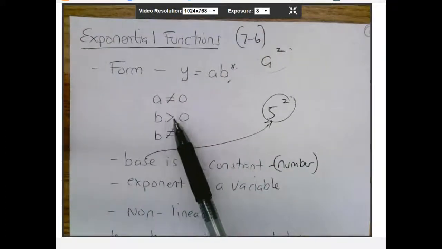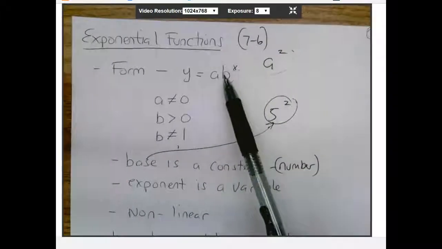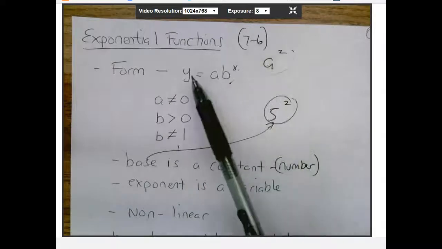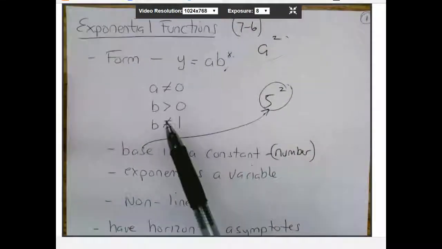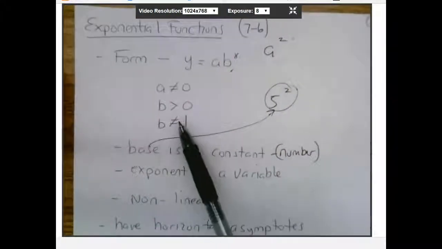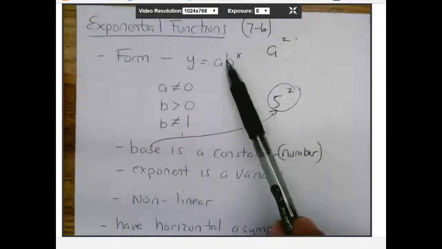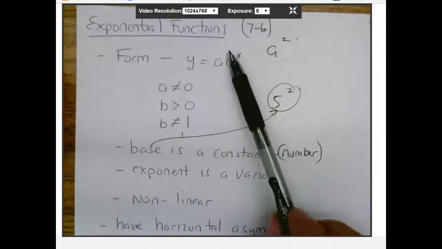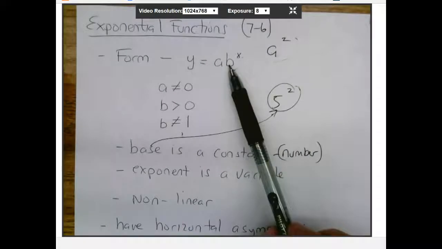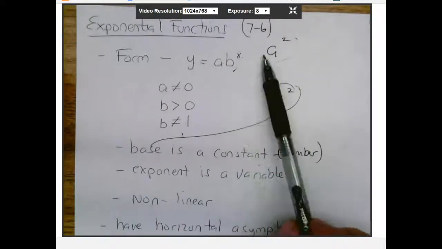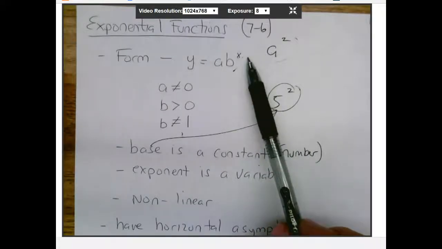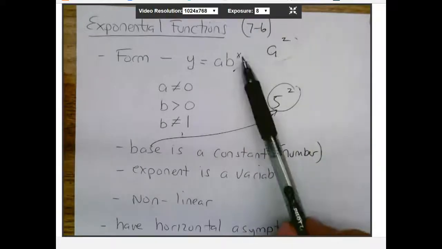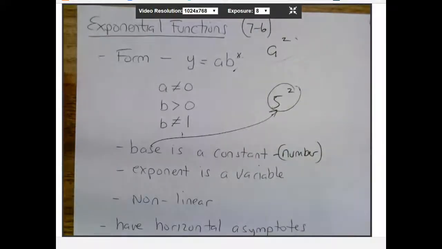Also, b has to be greater than 0, so b can't be 0, because again, if we get a 0 in here, we have nothing other than y equals 0. Then b cannot equal 1, same thing. If this becomes 1, then really it's not needed, because 1 to any power is just going to give you 1. And x cannot be 0 either, because that'll just give you 1 as well.